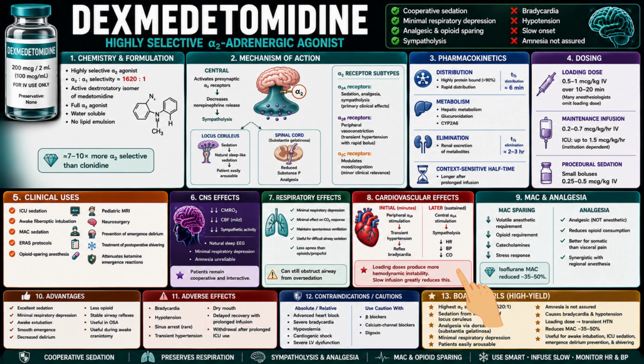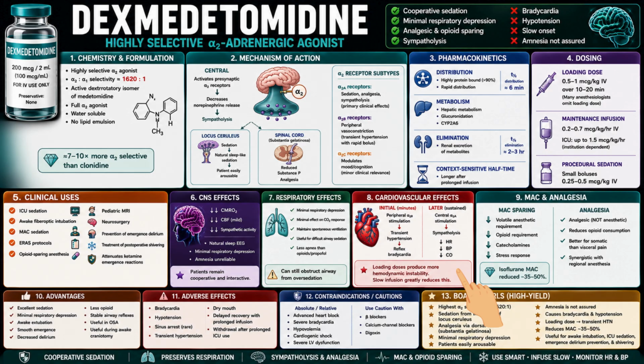Contraindications and cautions. Advanced heart block: absolute contraindication. Dexmedetomidine may worsen conduction abnormalities. Severe bradycardia: relative contraindication. Hypovolemia: hypotension will be exaggerated.